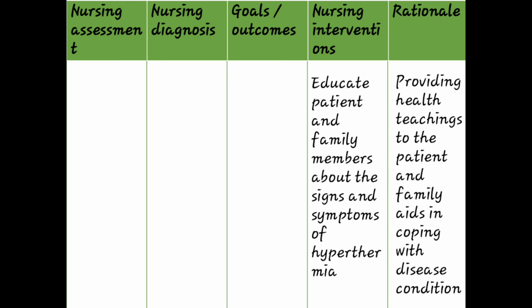Then educate the patient and the family members about the signs and symptoms of hyperthermia. Providing health teaching to the patient and the family aids in coping with the disease condition. If the patient and family know about the signs and symptoms of hyperthermia, what the causes are, what the underlying causes can be, and the common interventions they can do at home or in the hospital settings, it will be easy to cope with the hyperthermia. Okay, so that it will not progress.